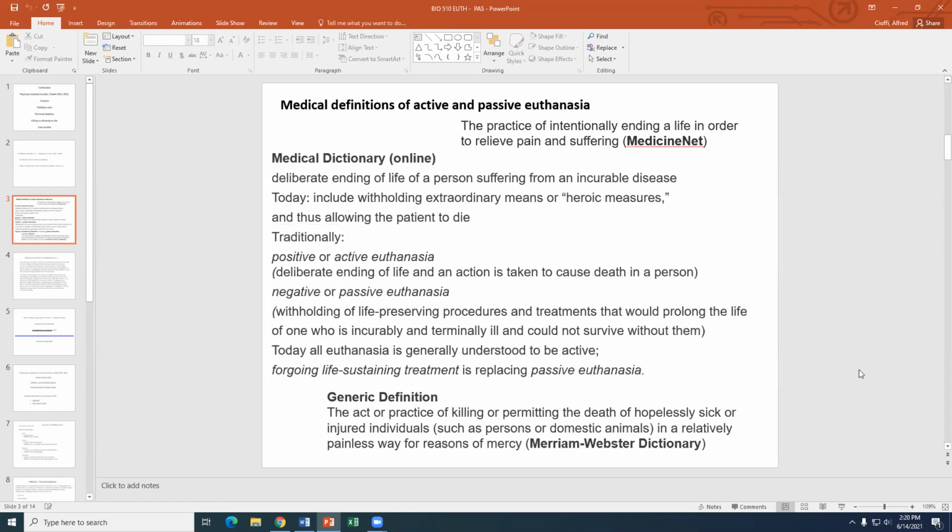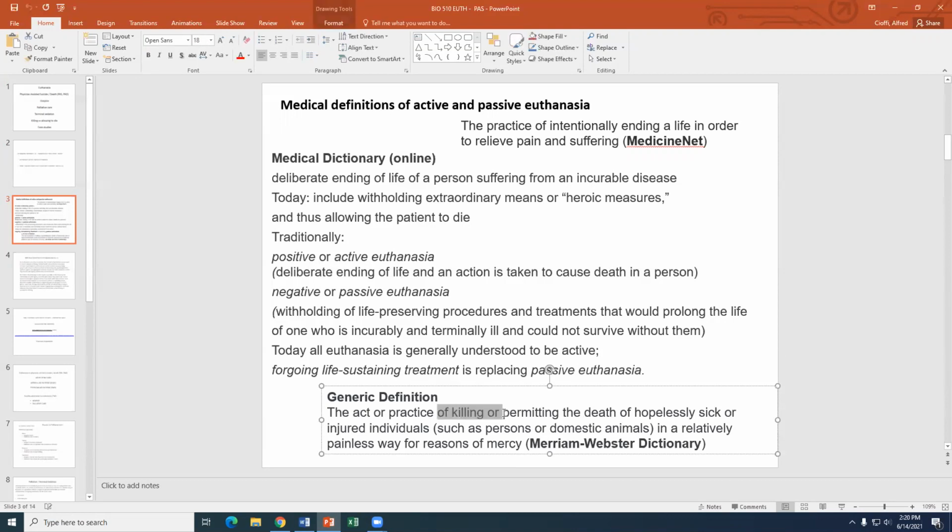So what used to be known as passive euthanasia, allowing, not providing life support, well, that is foregoing life support treatment. A more general definition, this is from Merriam-Webster, which is pretty much one of the most popular and used dictionaries throughout the world: the active practice of killing or permitting the death of hopelessly sick or injured individuals. So you see, it's a little ambiguous.